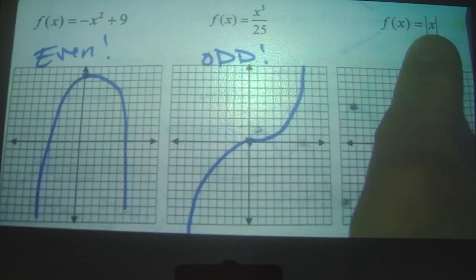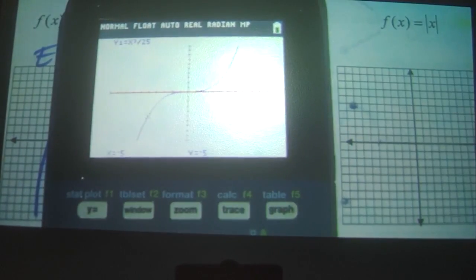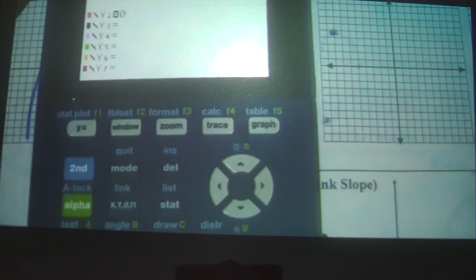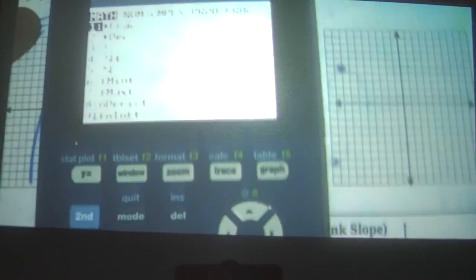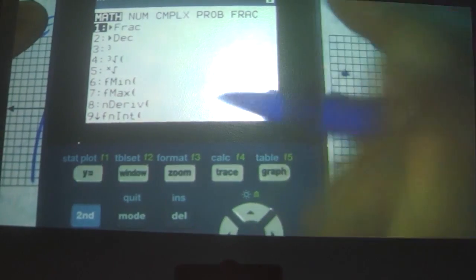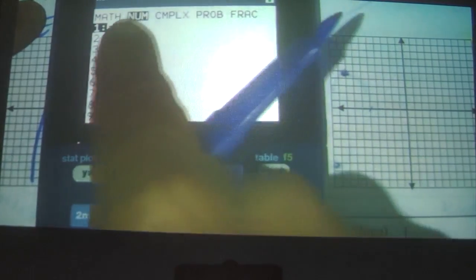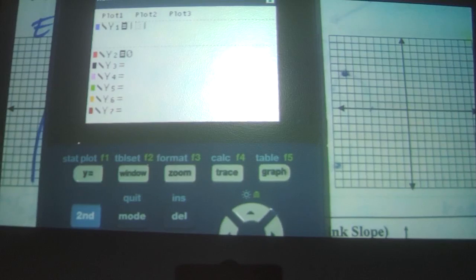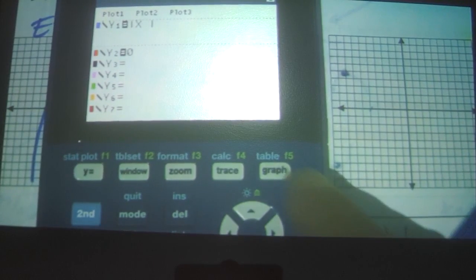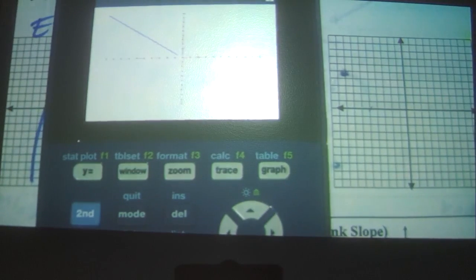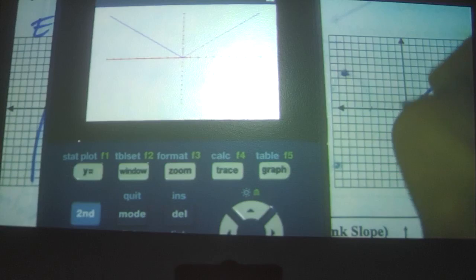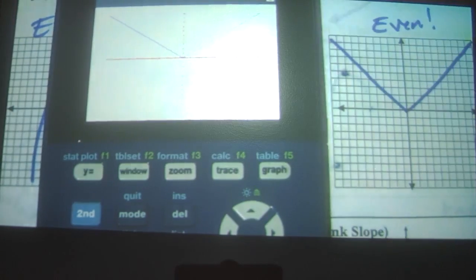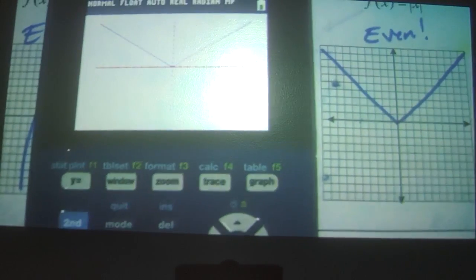Next one, absolute value of x. Some of you guys don't know where absolute value is, so I make sure I show you that. So I go to y equals, press the math menu, go over to number, N-U-M. ABS stands for absolute value. If you have an 83, it's going to stay ABS, and then just plug in X. And then there we go. We get the cheerleader function. Looks like a V. This one is definitely an even function. It's symmetric to the y-axis.